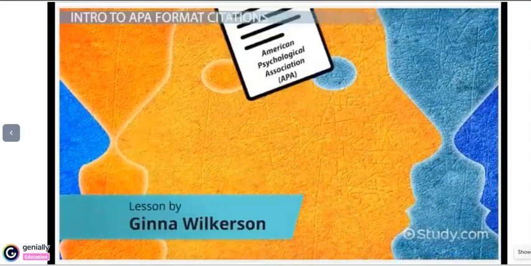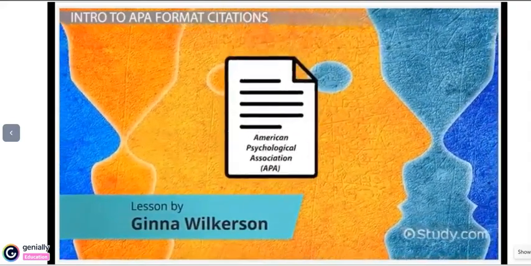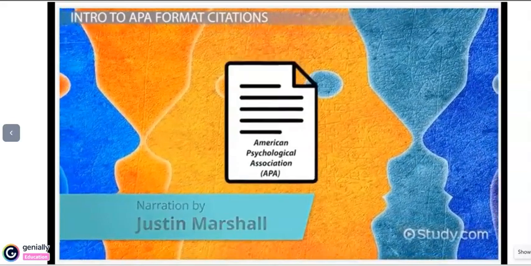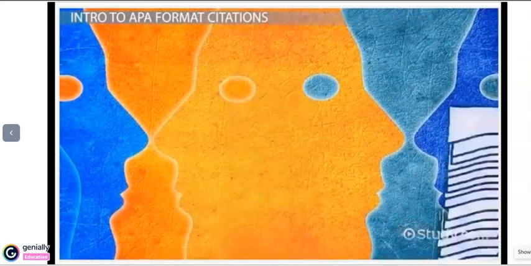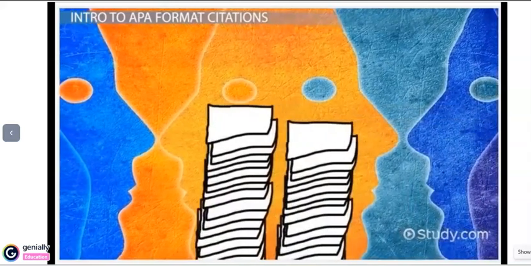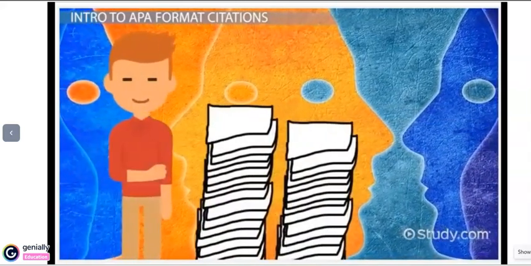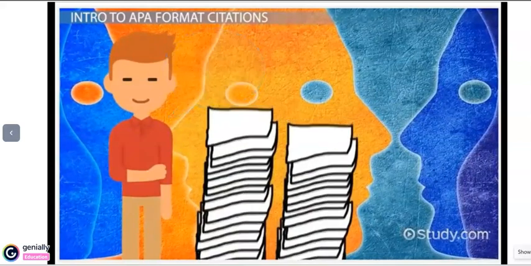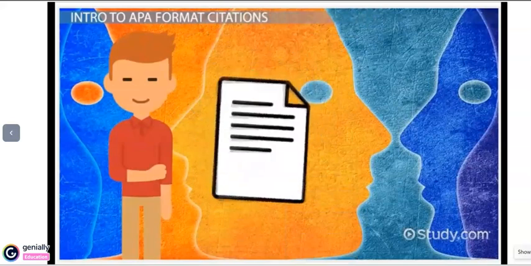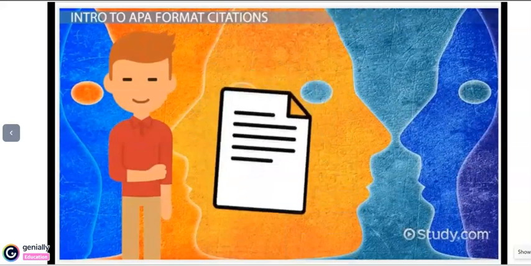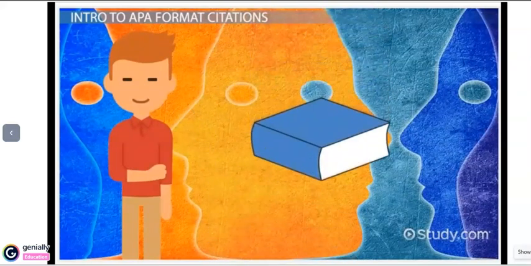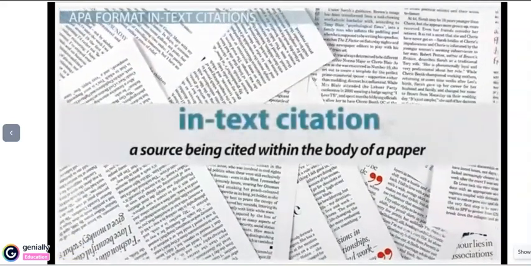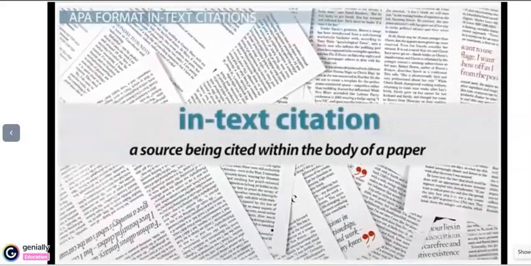The Style Guide issued by the American Psychological Association, or the APA, is one of the common formatting styles in academic writing. Despite its name, APA style is used in a variety of academic disciplines, as it's designed to be clear and easy to follow. This is certainly a plus when faced with organizing a paper. This video will cover citing sources in the text, as well as in the reference page of a piece, utilizing APA formatting. An in-text citation is a source being cited within the body of a paper.